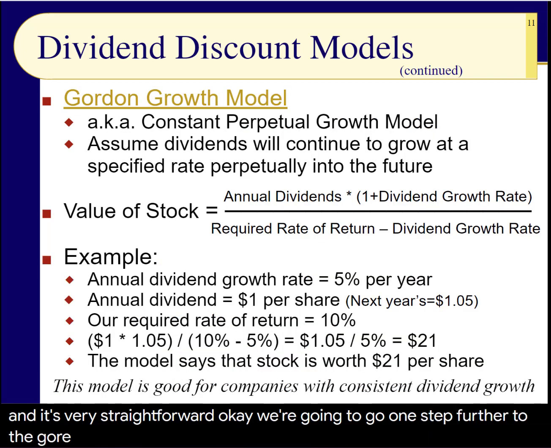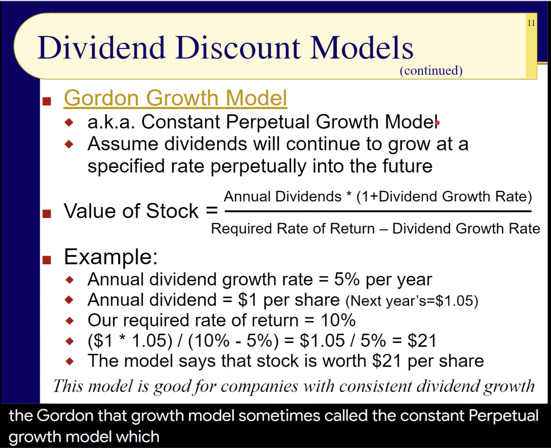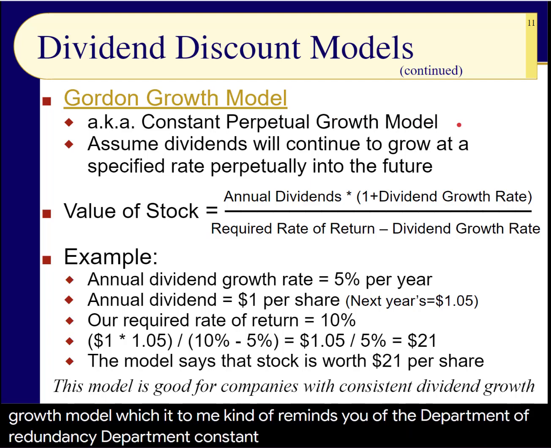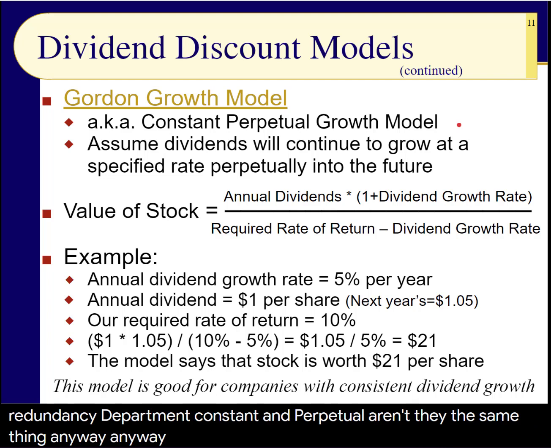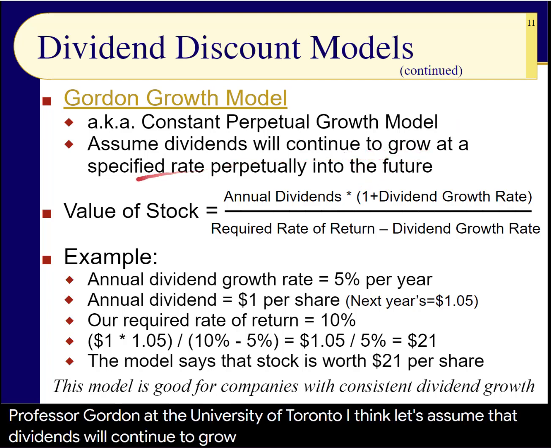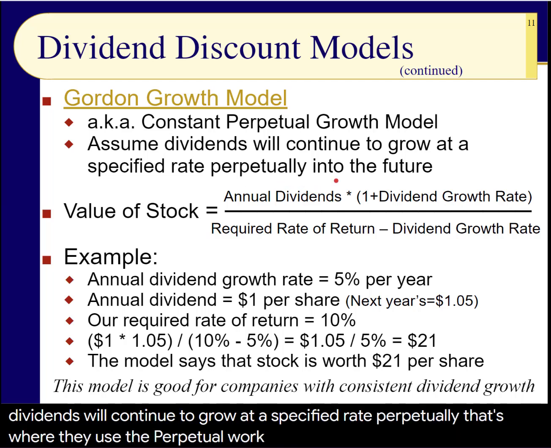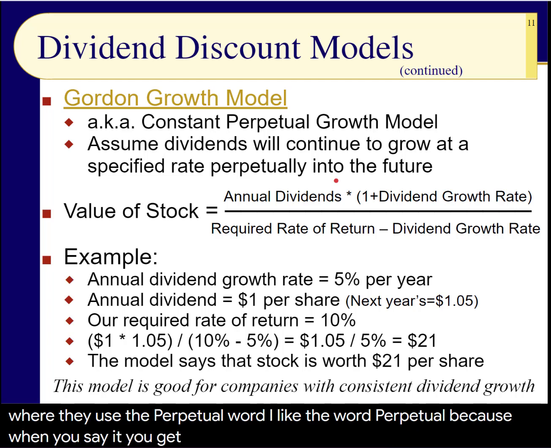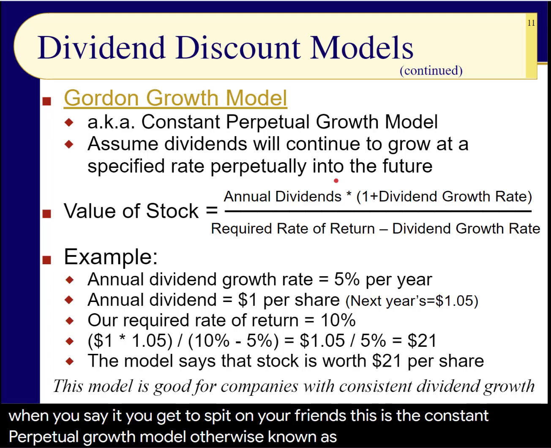To the Gordon growth model, sometimes called the constant perpetual growth model, which to me kind of reminds you of the Department of Redundancy Department. Constant and perpetual, aren't they the same thing? Anyway, the Gordon growth model, which is named after Professor Gordon at the University of Toronto, I think. Let's assume that dividends will continue to grow at a specified rate perpetually. That's where they use the word perpetual. I like the word perpetual because when you say it, you get to spit on your friends. This is the constant perpetual growth model, otherwise known as the Gordon growth model.